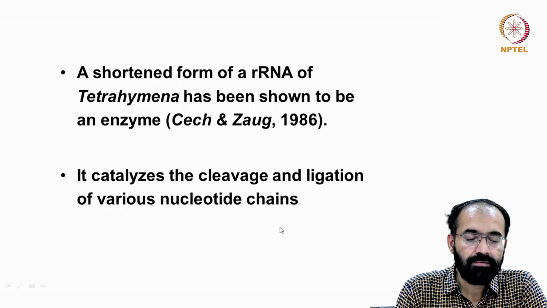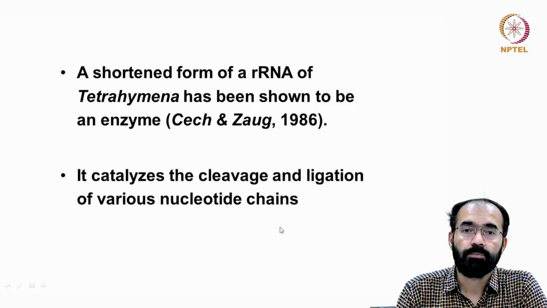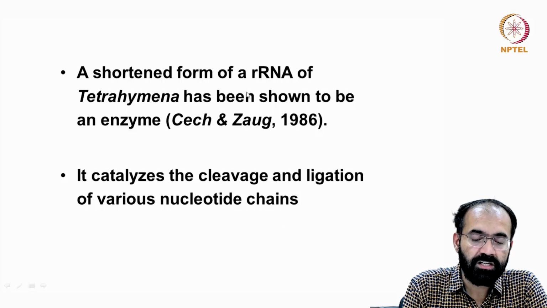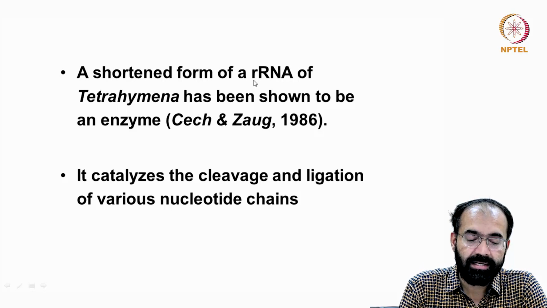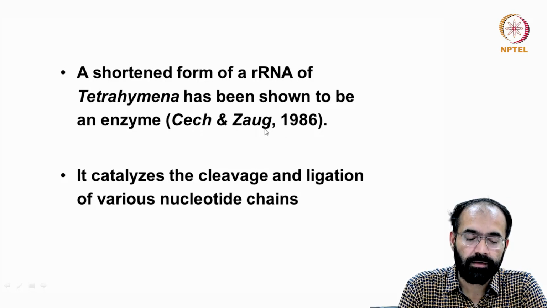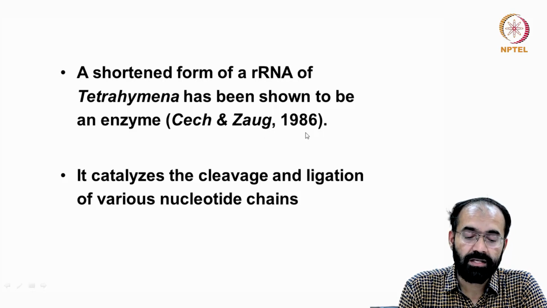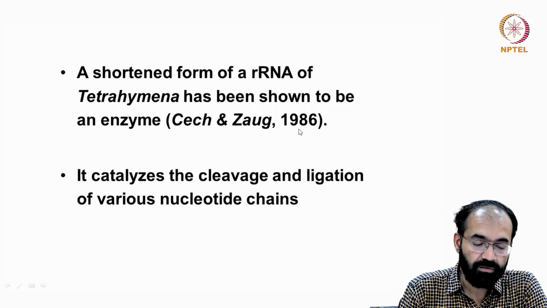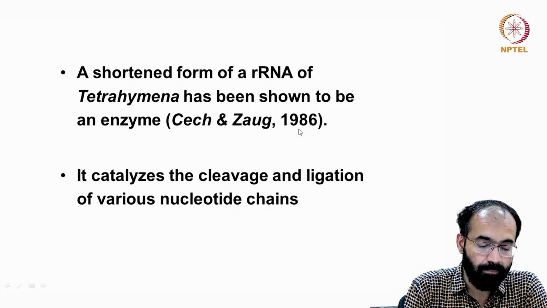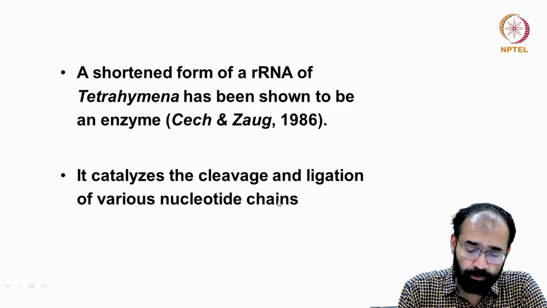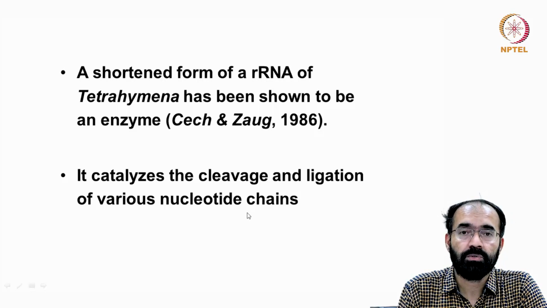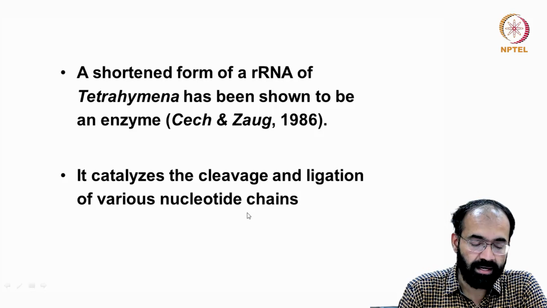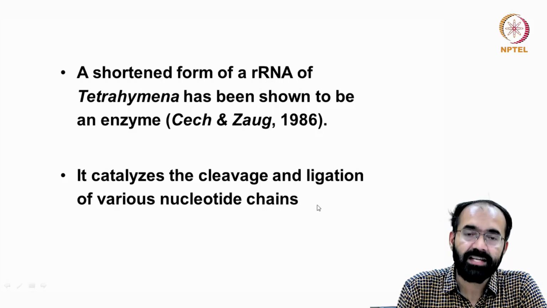Now we have similar examples in a small protozoan called Tetrahymena. A shortened form of the ribosomal RNA of Tetrahymena has been shown to act as an enzyme. This was discovered in 1986 by Cech and Zhuang, and they eventually discovered the properties of a ribozyme using Tetrahymena as a model. It could catalyze the cleavage and also the ligation. So this molecule not only cleaves a template, but it can also attach a nucleotide to another molecule of various nucleotide chains. We can see them more closely.